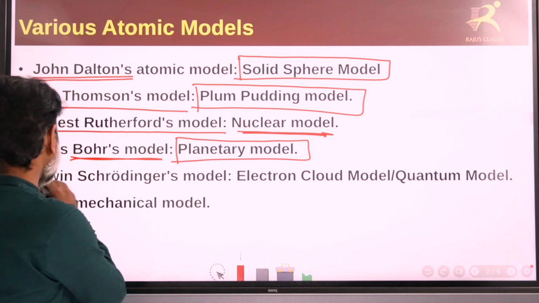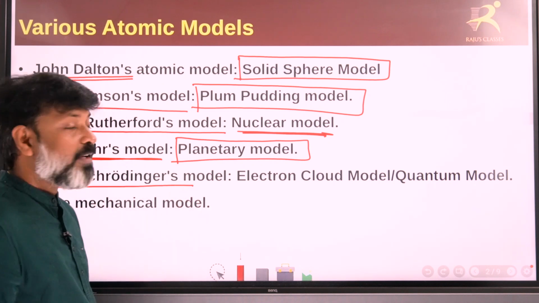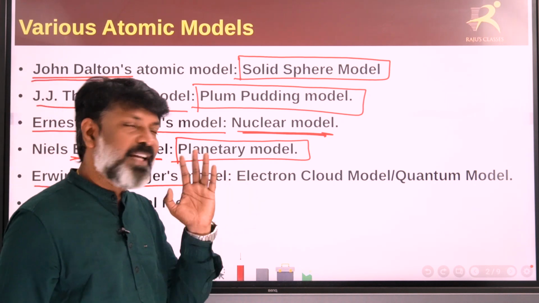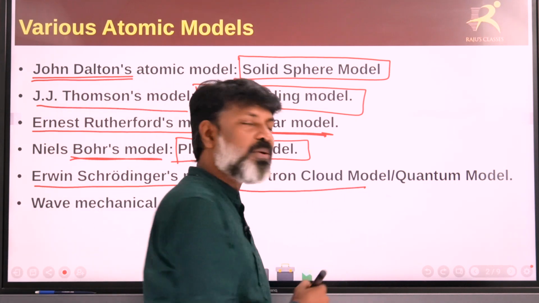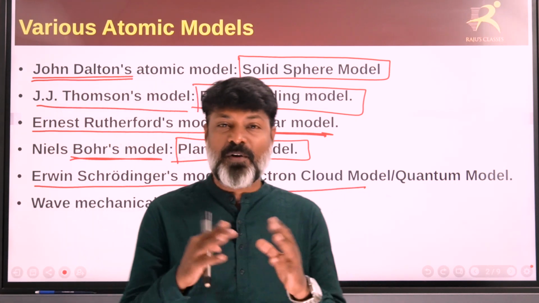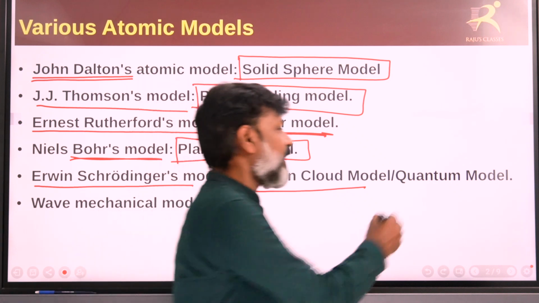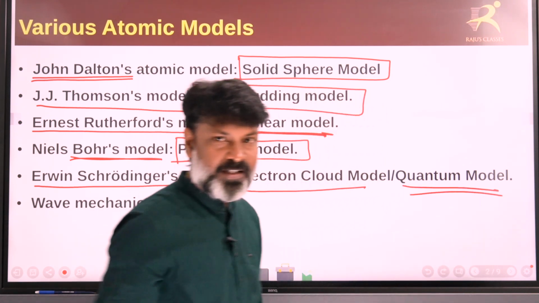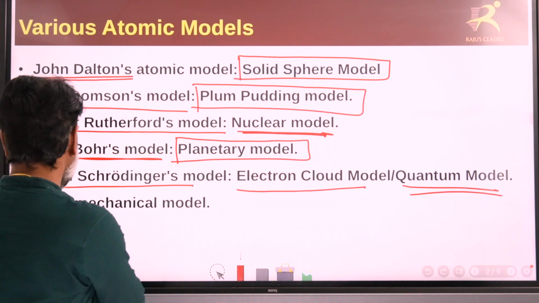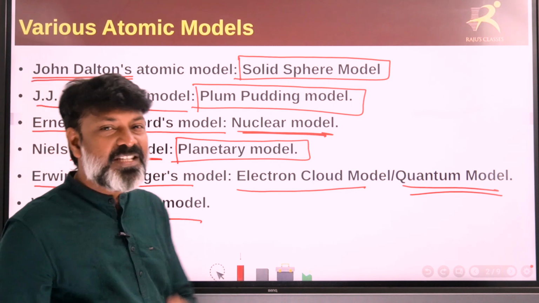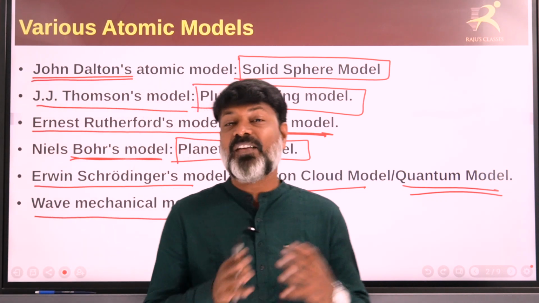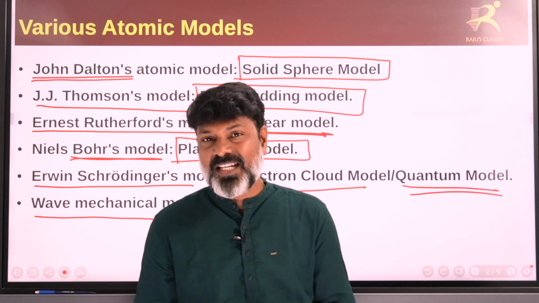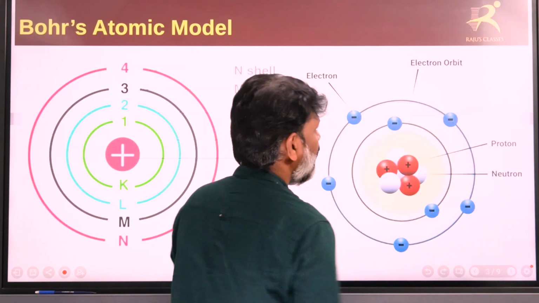The next model was given by Schrödinger. He gave the electron cloud model, also known as the quantum model, which is the foundation for quantum mechanics, so this quantum model is quite important. And the last model is the wave mechanical model. These are the various models proposed by various scientists. Now let us see what Bohr's atomic model is.